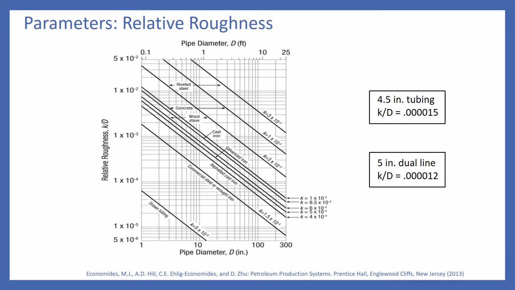In order to find the pressure profile in the pipe, we must account for acceleration, gravity, and friction in the pipe. In order to get an accurate friction gradient, we obtained a friction factor for our tubing and dual line to the platform. We used the drawn tubing line from the chart in Economides' book to obtain a friction factor of 1.5 times 10 to the negative 5 for our 4.5-inch tubing and a 1.2 times 10 to the negative 5 friction factor for our 5-inch dual line.